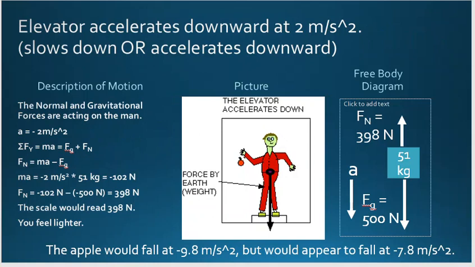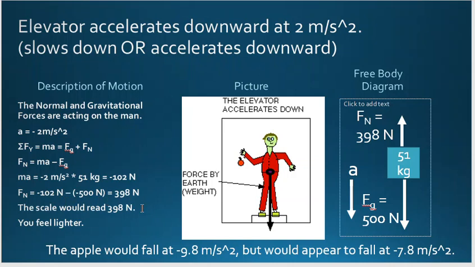So now my elevator accelerates downward. It's accelerating downward at 2 meters per second squared, so that is going to be negative. A equals negative 2 meters per second squared. The summation of my forces vertically equals ma equals Fg plus Fn. Fn is going to equal ma subtract Fg. My ma is going to be negative 2 meters per second squared times 51 kilograms, which is equal to negative 102 newtons. So the normal force is going to equal negative 102 newtons, subtract a negative 500 newtons, and I end up with 398 newtons.